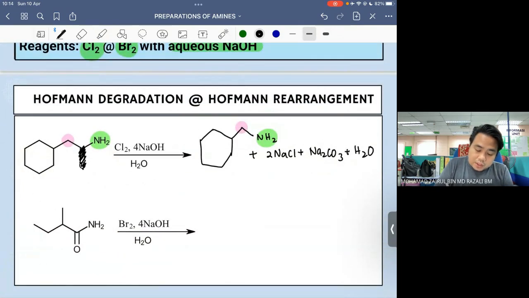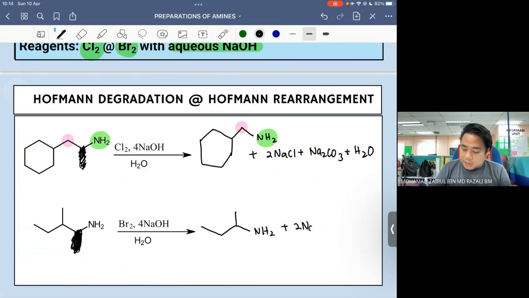So what you need to do is, okay, we copy it back. 1, 2, 3. Since this is Hofmann degradation, we have to cut down our carbonyl. This C double bond O we have to cut down. So the product will have one less carbon atom. Okay, since we use bromine, our side product is sodium bromide plus sodium carbonate plus water molecule.